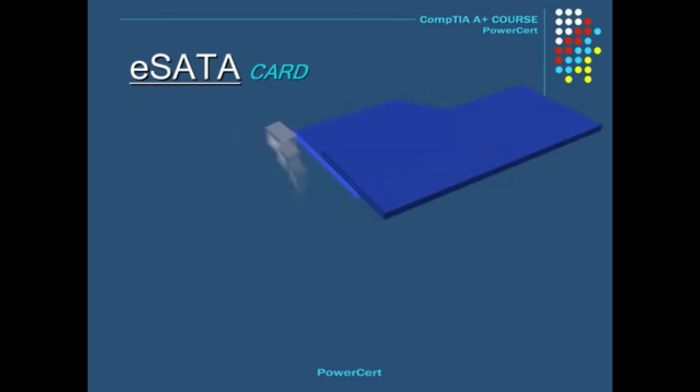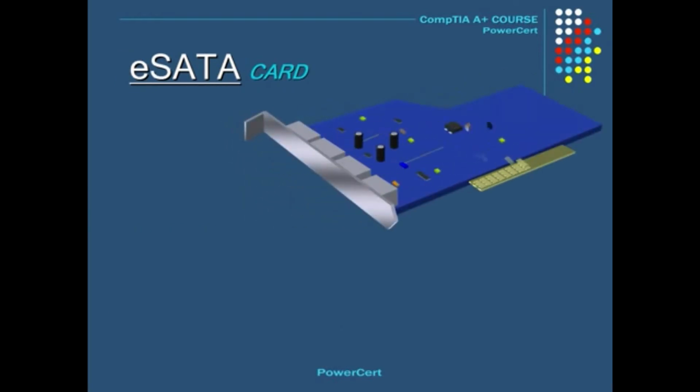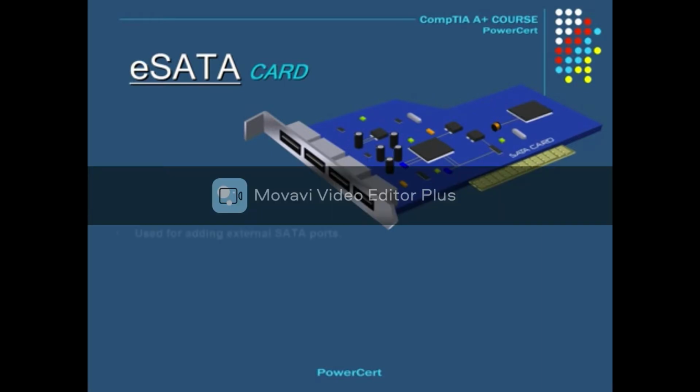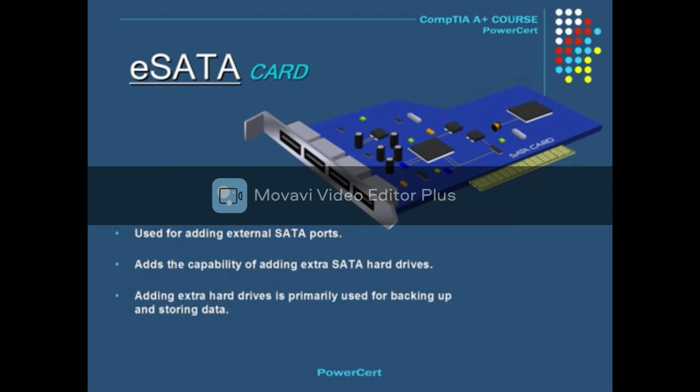And there are also eSATA cards, or external SATA cards. This card is used for adding external SATA ports to a computer, so you can add external SATA hard drives, which is mainly used for backing up and storing data.